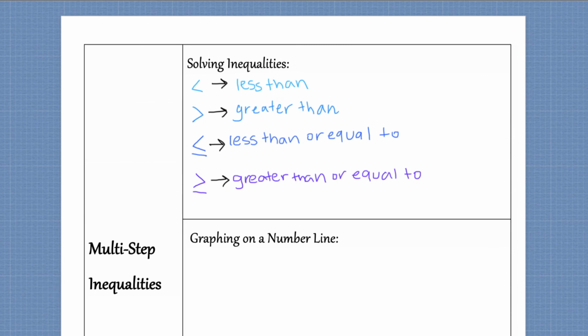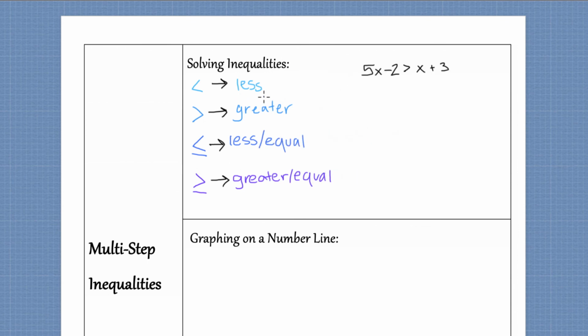So when we are solving an inequality, it is really a lot like solving a regular equation. So let's say we have this inequality right here, which says 5x minus 2 is greater than x plus 3. So this inequality is going to be relatively easy to solve. It's going to be like solving an equation, except with a different sign in the middle.